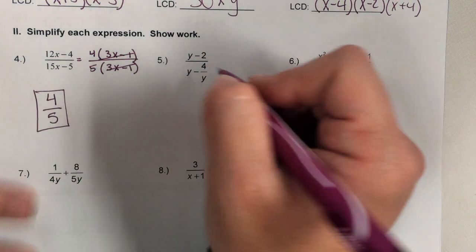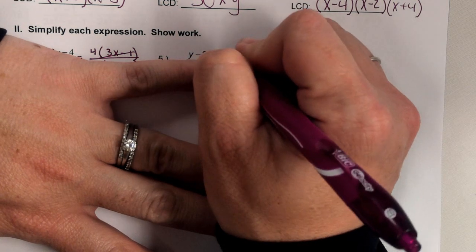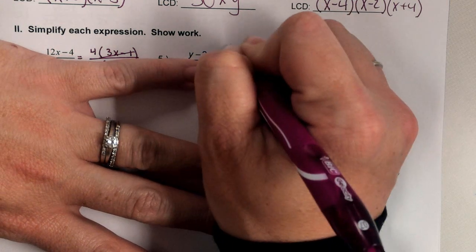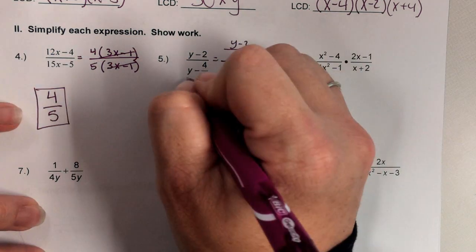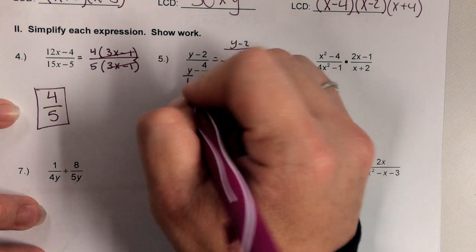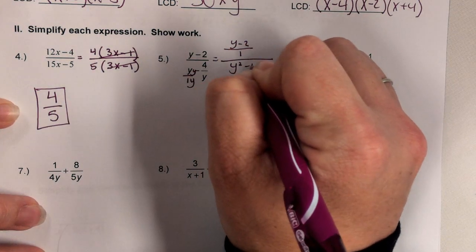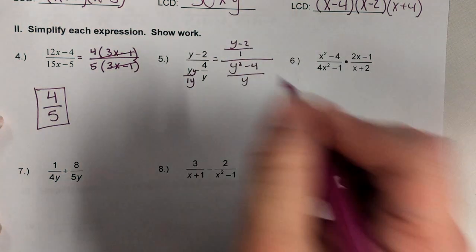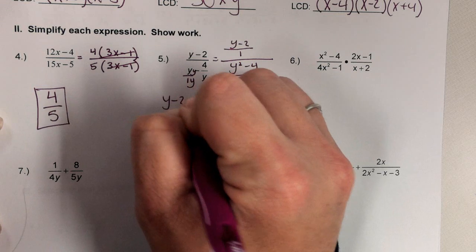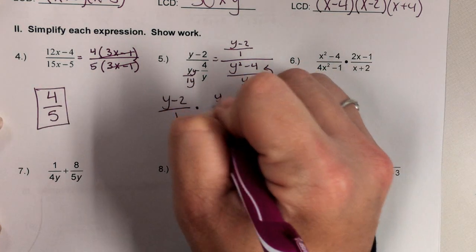Now here, this one's a little weird. So the top is not yet a fraction. Remember, we need a single fraction on top, a single fraction on bottom. So this becomes y minus 2 over 1 over, these need a common denominator of y, so this is going to be times y times y. So I get y squared minus 4 over y. So I'm going to rewrite the first one, change it to multiplication, and flip the denominator.